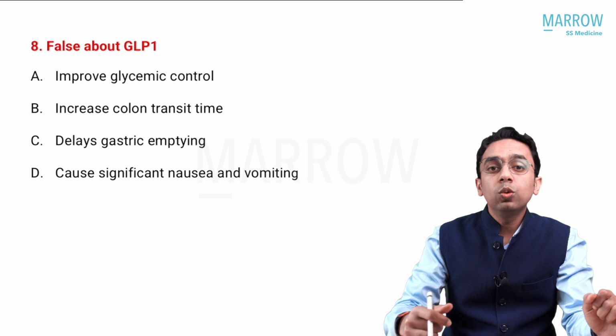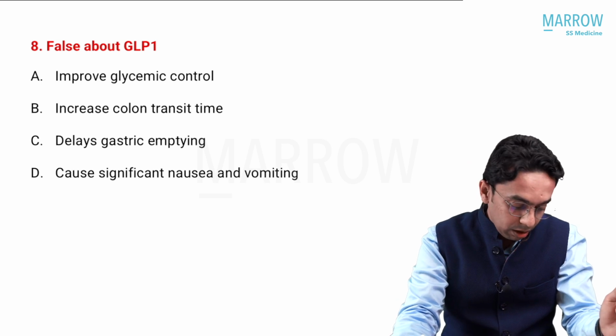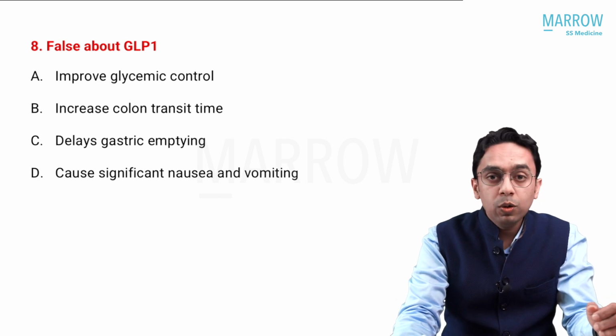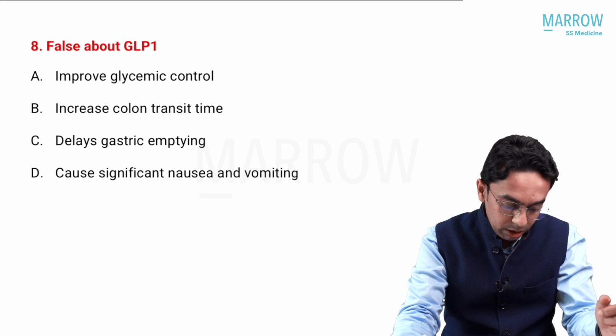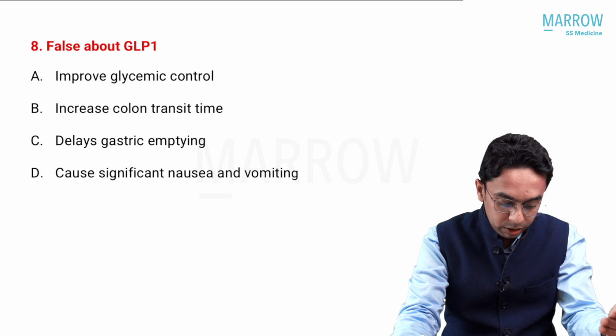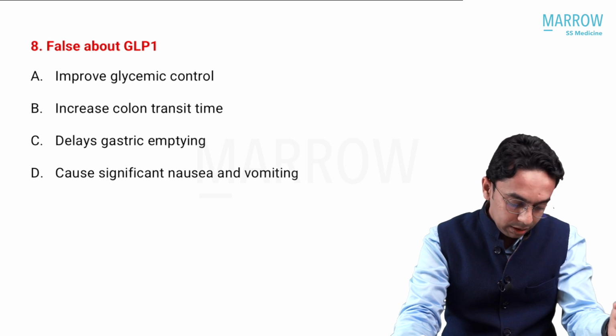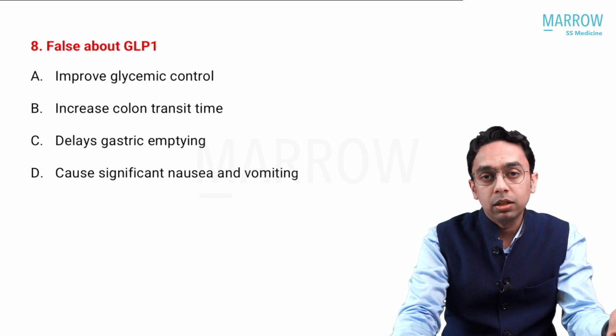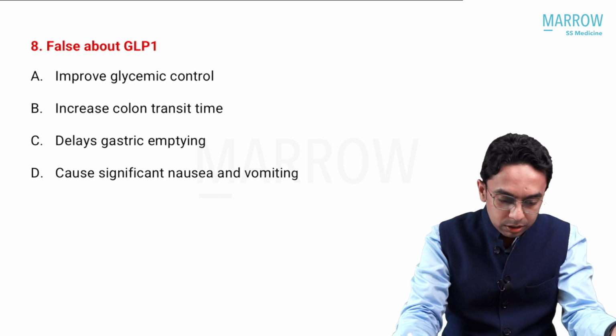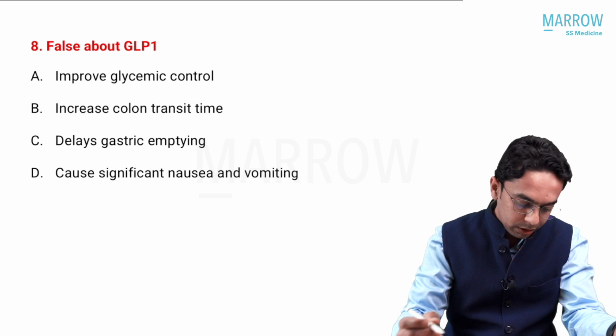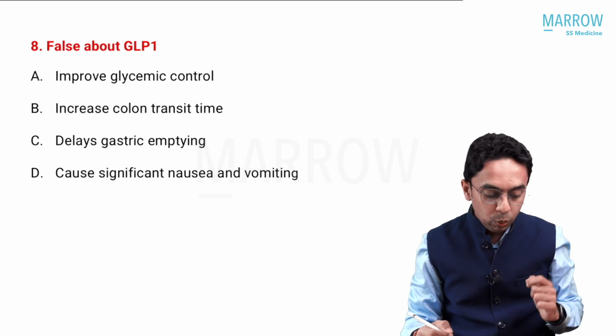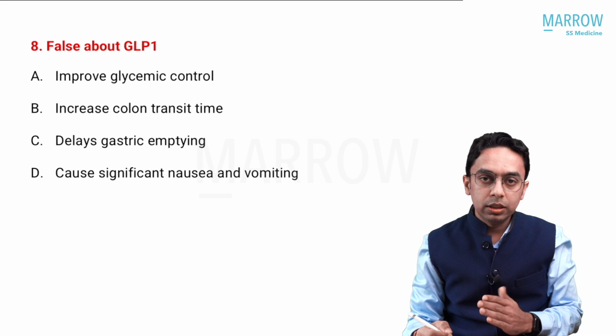Okay, coming to question number 8. False about GLP-1 agonist. They improve the glycemic control, increase colon transit time, delay gastric emptying, cause significant nausea and vomiting. So this also we have discussed when we were discussing these questions. So GLP-1 analog, you know how does it act?